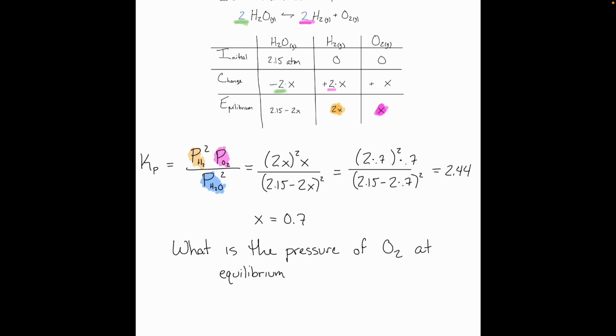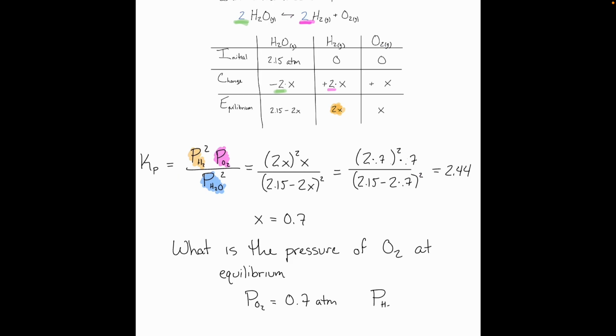Well, according to our ICE table, what's the pressure of O2 at equilibrium? X, right? At equilibrium, my O2 pressure is X. So then what would be the pressure of O2 at equilibrium now that we've solved for X? Pressure of O2 is just that 0.7 atm.